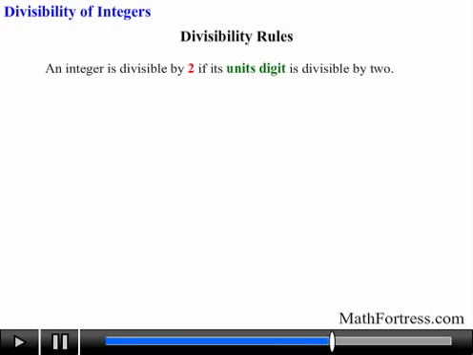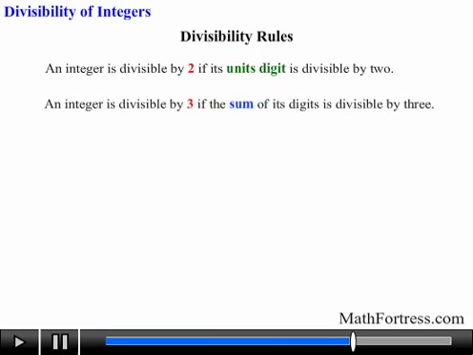Alright, now let's talk about divisibility of integers. Here are some rules to help you determine if a number is divisible by a certain integer. An integer is divisible by 2 if its units digit is divisible by 2. For example, we know just by glancing at it that 1,562,158 is divisible by 2, because the units digit 8 is divisible by 2. Likewise, the integer 786 is also divisible by 2, because the units digit 6 is divisible by 2.